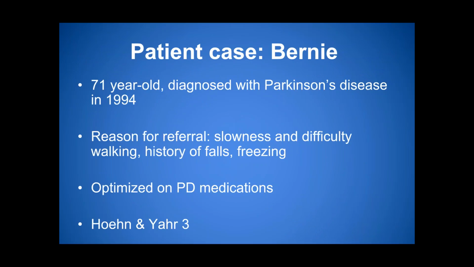So Bernie had Parkinson's for 14 years, and he was referred to therapy because he was having some changes with his walking. He was having problems with his balance, causing some falling. He was having freezing, and this was why he was referred to therapy. And so he underwent LSVT Big, which is a 4-week treatment protocol that we'll be discussing today.